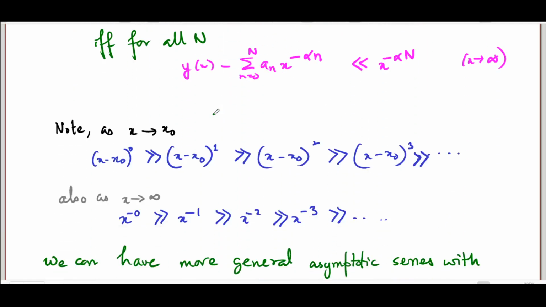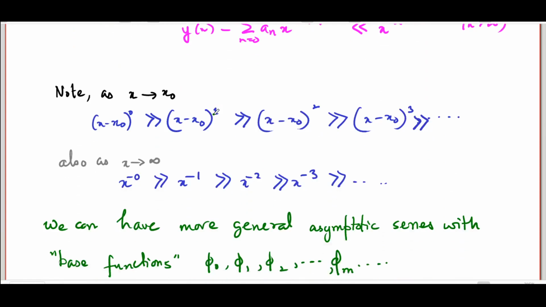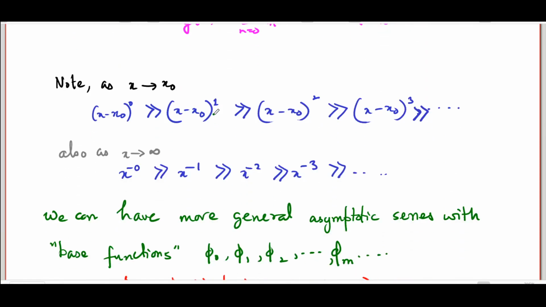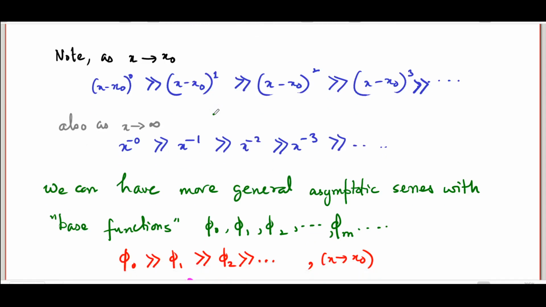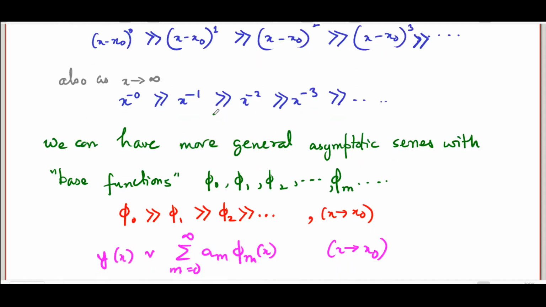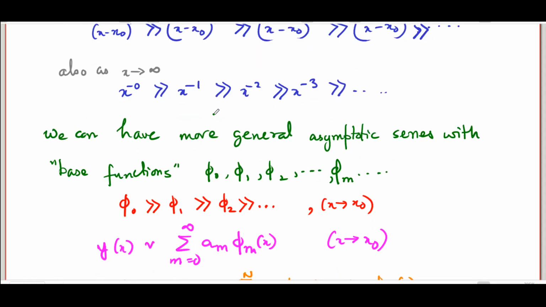So in general, we can actually also talk about a more general situation. Instead of asymptotic series with powers of x, we could talk of asymptotic series with base functions of x, phi 0, phi 1, phi 2, phi 3, and so on, where the basic condition is phi 1 is negligible compared to phi 0, phi 2 is negligible compared to that, phi 3 is negligible compared to that, and so on as x goes to x0. Then we can write y of x as the sum of a_m phi m for m going from 0 to infinity, and that would also be an asymptotic expansion with this particular basis series.